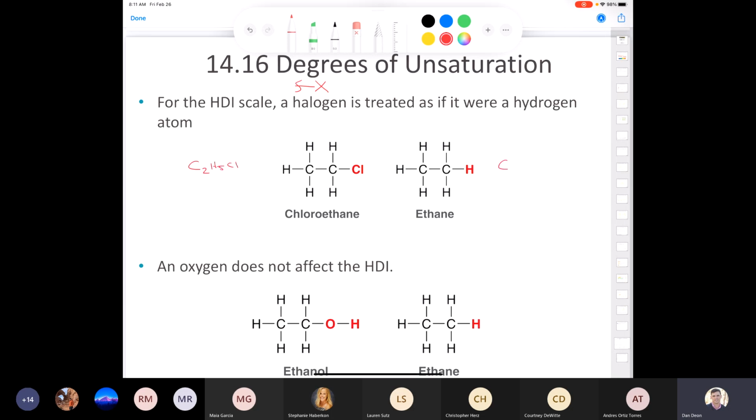So if we have C2H5Cl, you can treat it the exact same as if it was C2H6. What's the generic formula? It's CnH2n plus 2. And therefore, you know that there's no units of unsaturation in this molecule, in chloroethane.